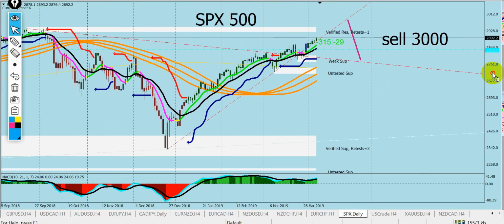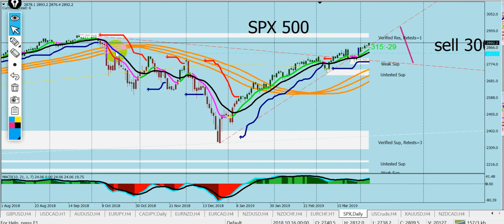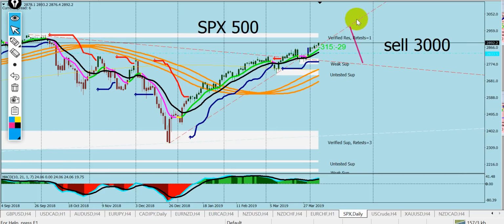SPX, remember last week I told you we'd buy around 2,881 or something like this. It did rally up even further than what we anticipated, but I told you it's going to break this top it made last year. It's going to go back a little bit up, then it's going to crash. So wait for this crash. This is going to be a really nice sell.